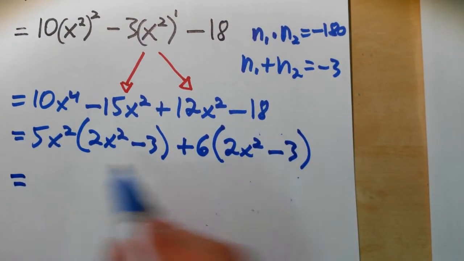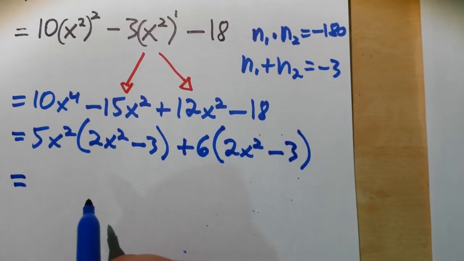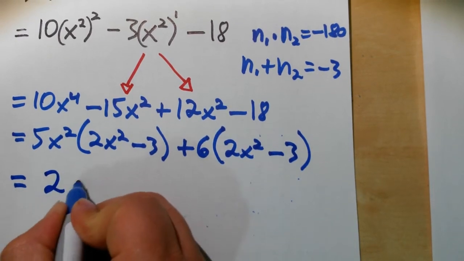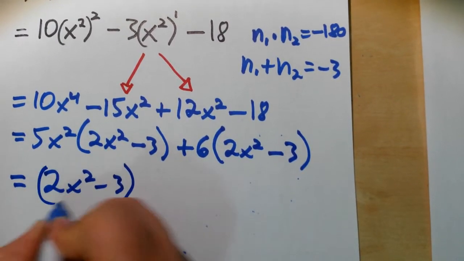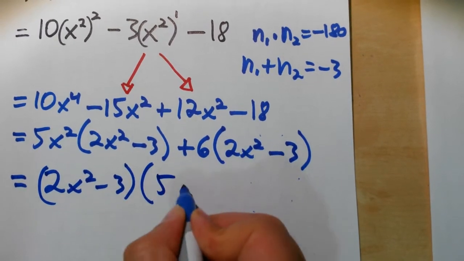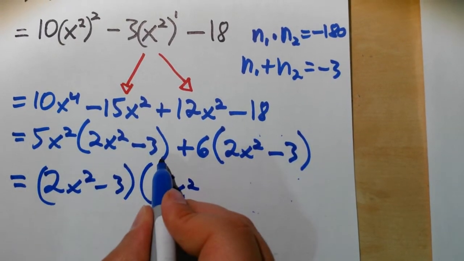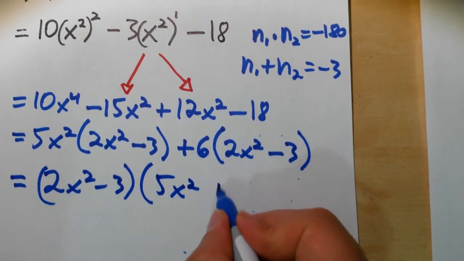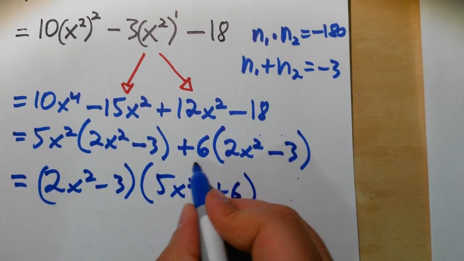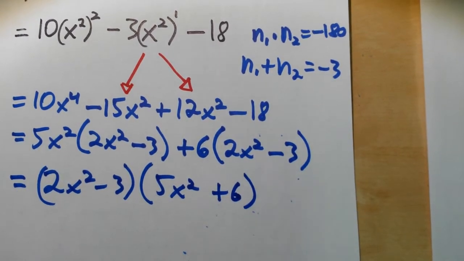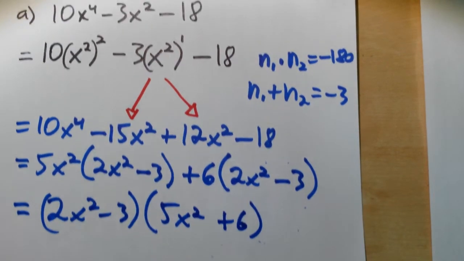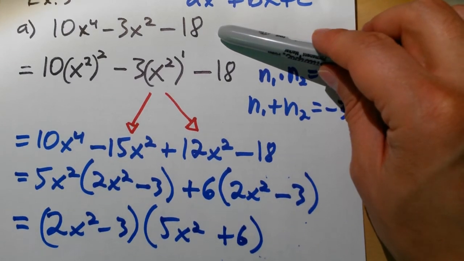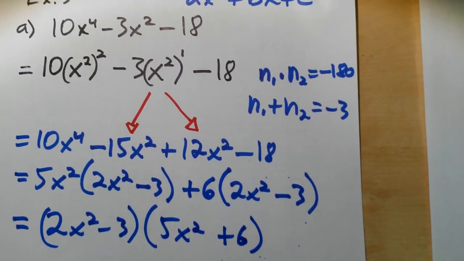Now between these two expressions, let's factor out a common term. The common term is this binomial, 2x squared minus 3. Let's factor that 2x squared minus 3 out of these two expressions. So this times 5x squared to get this expression, and 2x squared minus 3 times positive 6 to get this expression. And that's it. We're done factoring this. You have example B with you. I want you to try it, and we'll take it up.